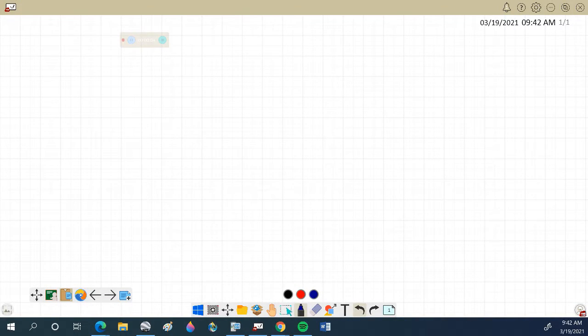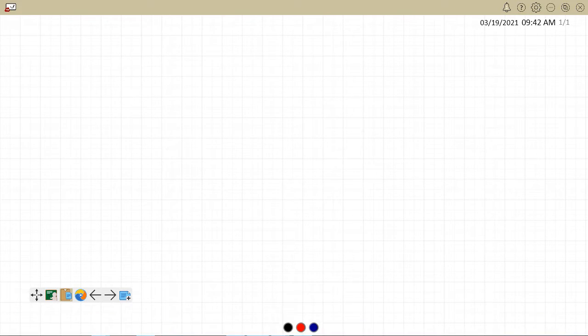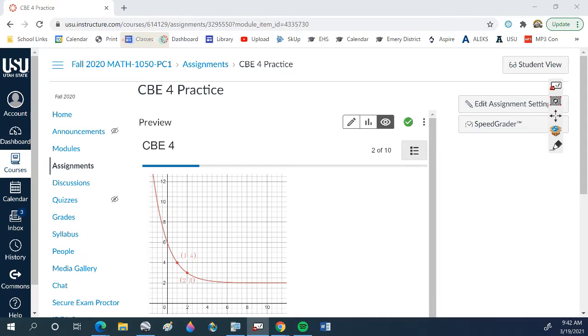So I'm going to do number 2 and number 10 on the practice 4 test, so you can get ready for the proctored version. Number 10 is actually really easy, so let's do that one first.